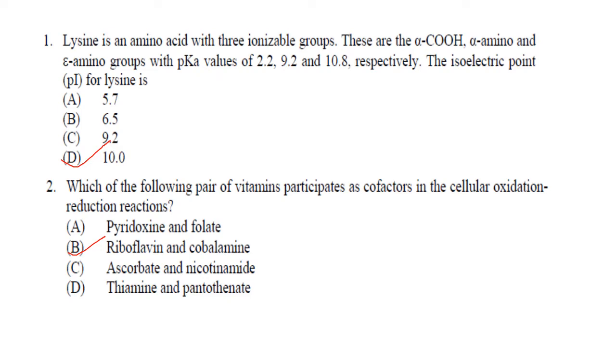Next one. Which of the following pair of vitamins participate as cofactors in the cellular oxidation reduction reactions? Option A, pyridoxine and folate, B, riboflavin and cobalamin, C, ascorbate and nicotinamide, D, thiamine and pantothenate. Answer is option B, riboflavin and cobalamin.